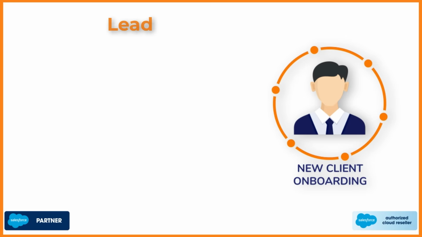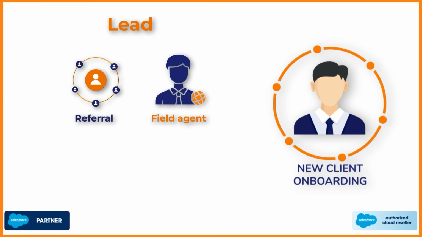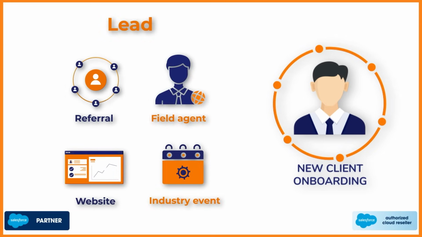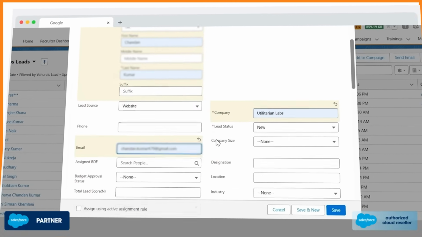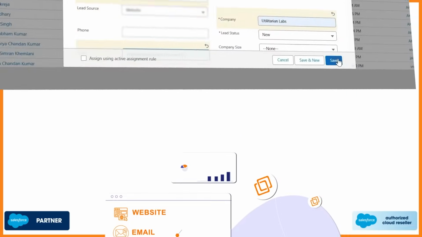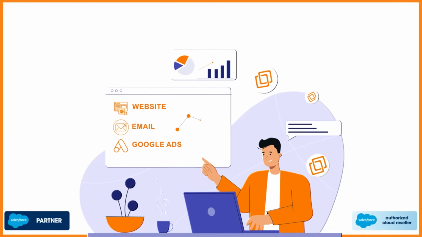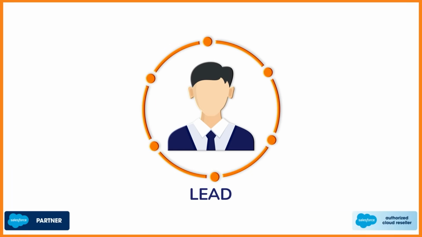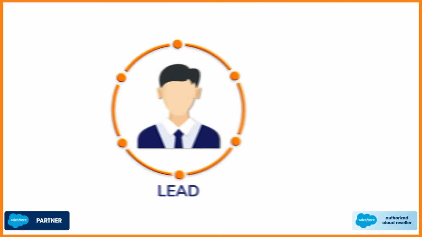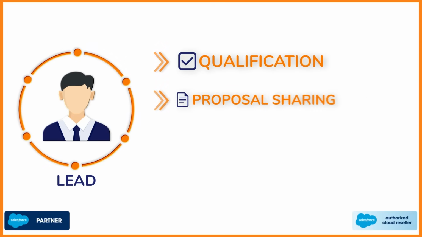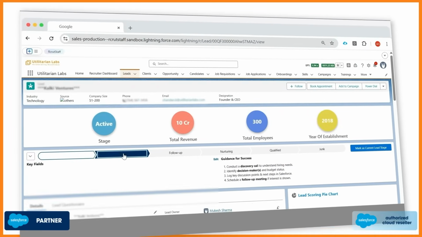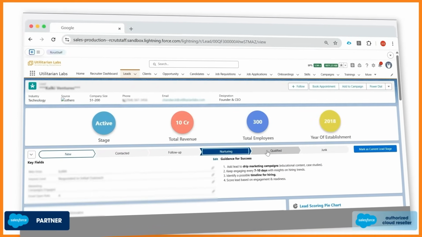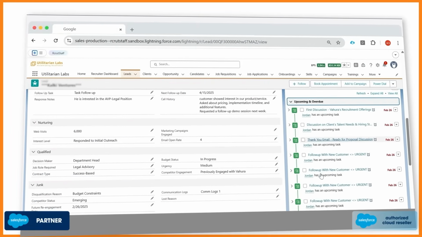Whether your lead originates from a referral, a field agent, your website, or an industry event, our platform captures it. Sales executives can either manually log the leads, or leads can also flow into the system from integrated digital sources. From there, the lead is nurtured through predefined lifecycle stages: qualification, proposal sharing, and contract negotiation. Our solution automates follow-ups, task assignments, and internal approvals.